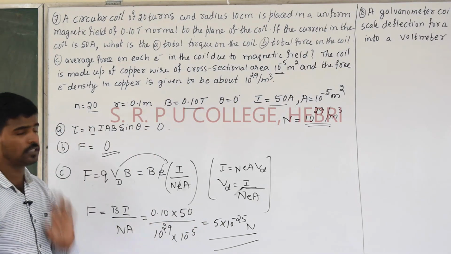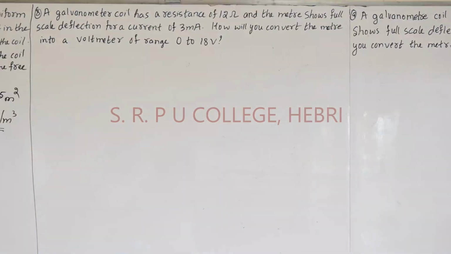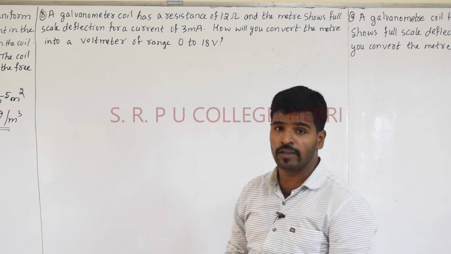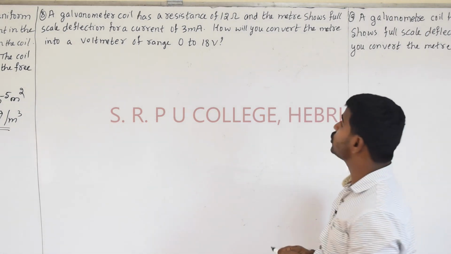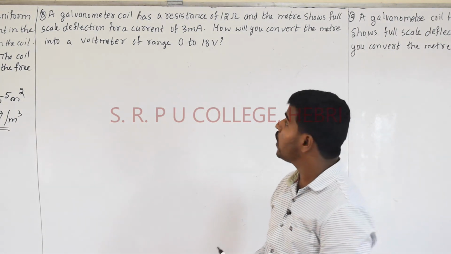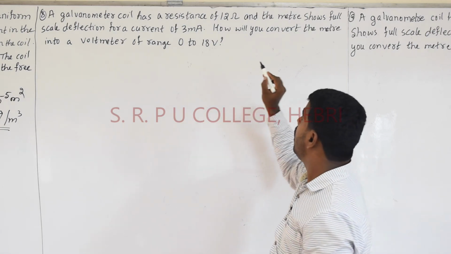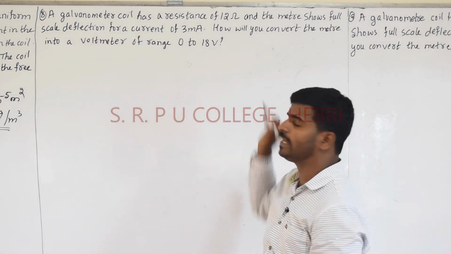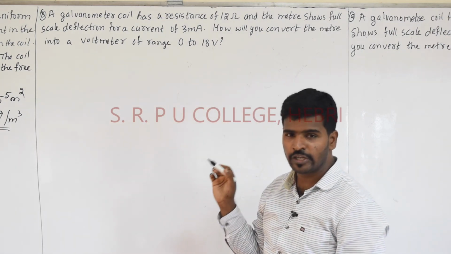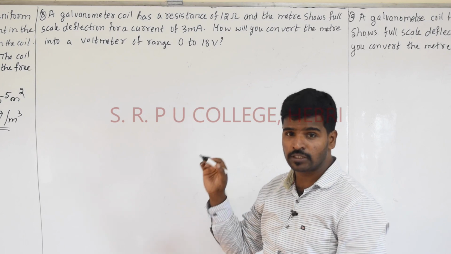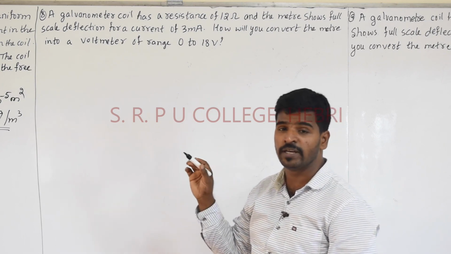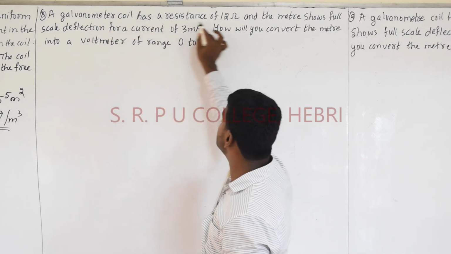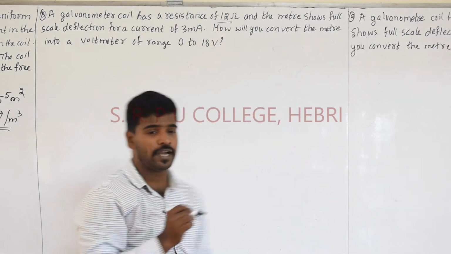One more 5 mark or 3 mark question for the board exam. Question number 8th one. A galvanometer coil has a resistance of 12 ohm. And the meter shows a full scale deflection for a current of 3 milliampere. How will you convert the meter into a voltmeter of range 0 to 18 volt? Hope you clear the question. Which means they are asking the question in terms of conversion of galvanometer into voltmeter.